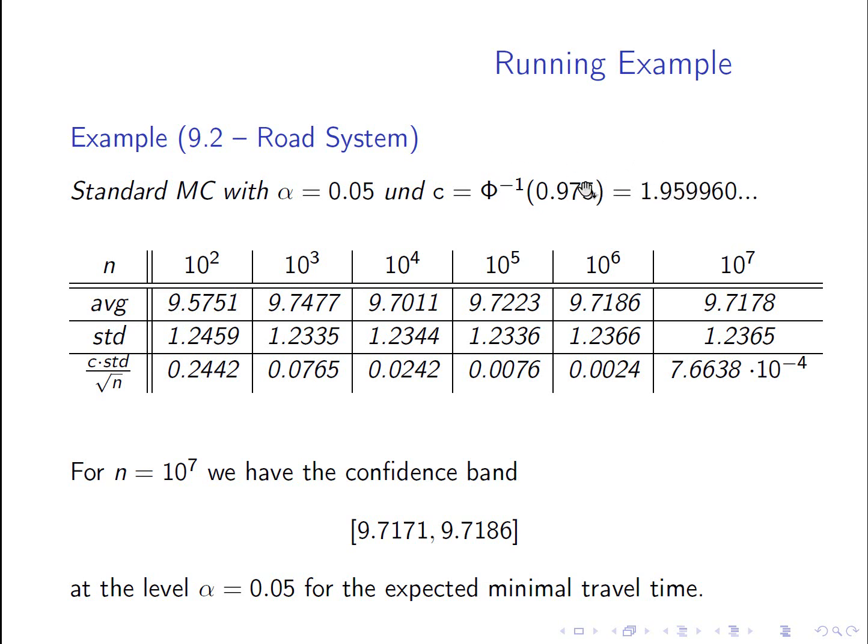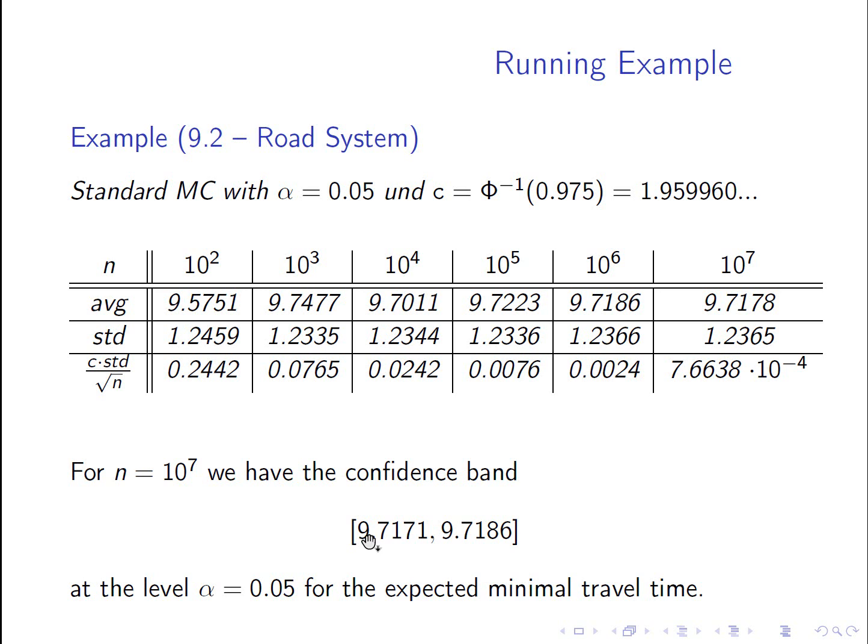Okay, so we know this value here, we abbreviate it by C, and for our confidence bands we have to compute C times the standard deviation divided by the square root of n, and this quantity here is half the length of our confidence band. And here you can see that with increasing n, the lengths get smaller and smaller, and we end up with this expression here, so approximately 10 to the power minus 3. And so if we build for n equal to 10 to the power 7 our confidence band, we have this confidence band here.